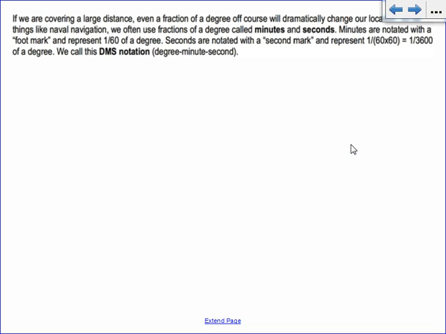A lot of things like naval navigation use something called degrees, minutes, and seconds. It's very similar to time. If you think about an hour, how many minutes are in an hour? 60. How many seconds are in a minute? 60. So how many seconds are in an hour? Not 360. 60 times 60, which is 3,600, right? The same thing applies for degrees. In a single degree, there are 3,600 little marks, 3,600 seconds in it. Does that make sense? In a single degree, you can break it up into 3,600 little portions of that degree.